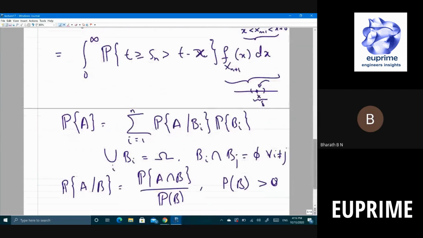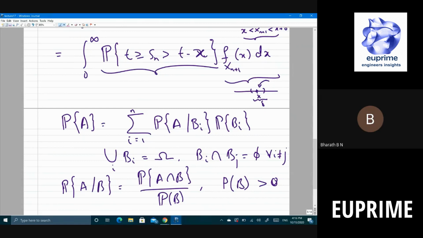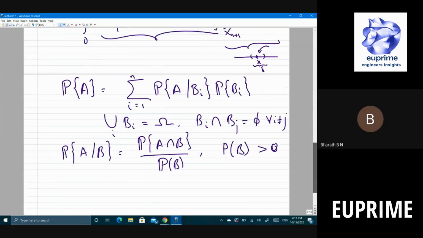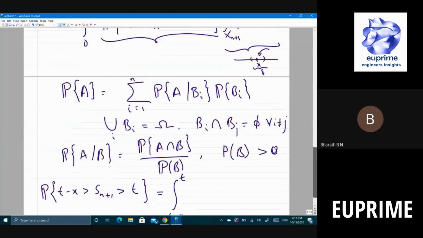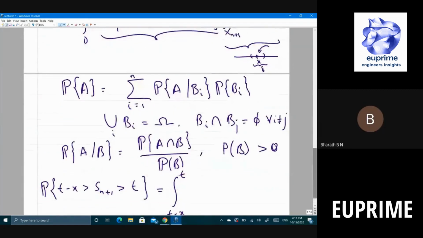Okay, now let's move on. How do you find this? The CDF. The probability that t minus x is greater than Sn plus 1, which is greater than t, is nothing but the integral from t minus x to t of f_Sn of t dt, right? So f_Sn of x dx.